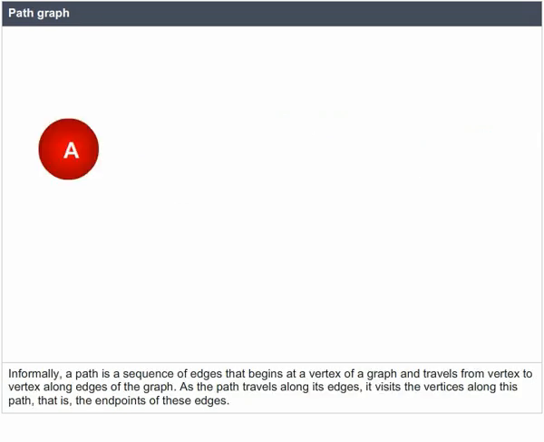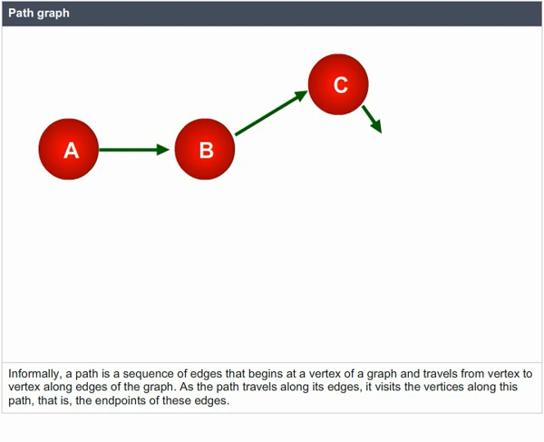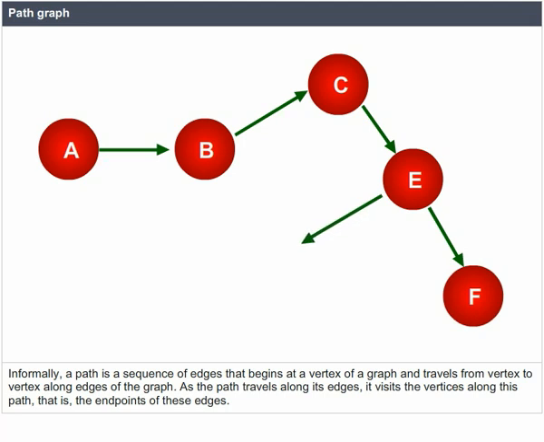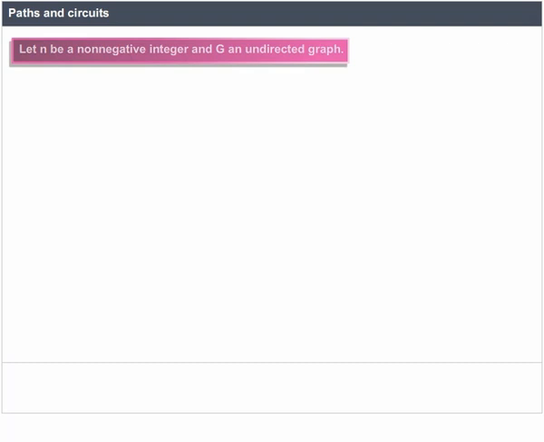Path graph. Informally, a path is a sequence of edges that begins at a vertex of a graph and travels from vertex to vertex along edges of the graph. As the path travels along its edges, it visits the vertices along this path, that is, the endpoints of these edges. Paths and circuits. Let n be a non-negative integer and G be an undirected graph.